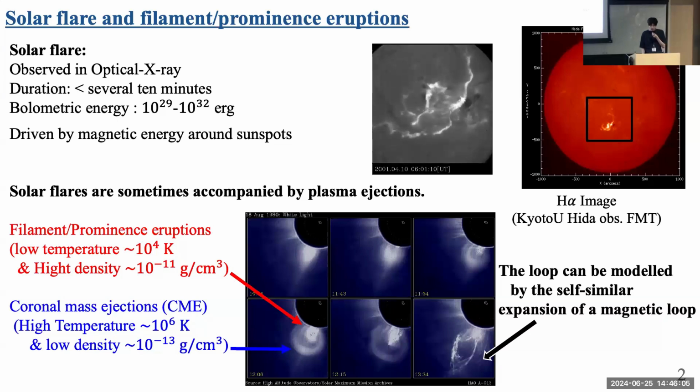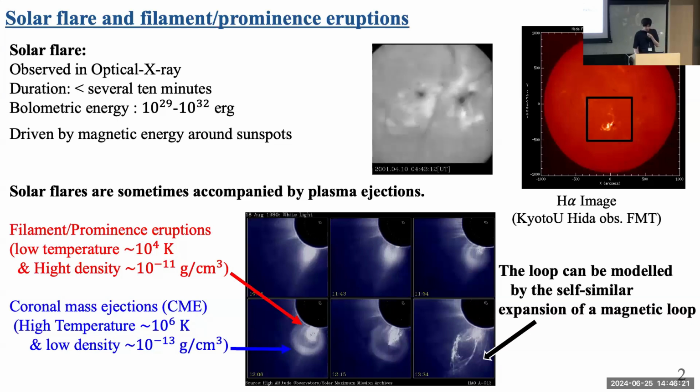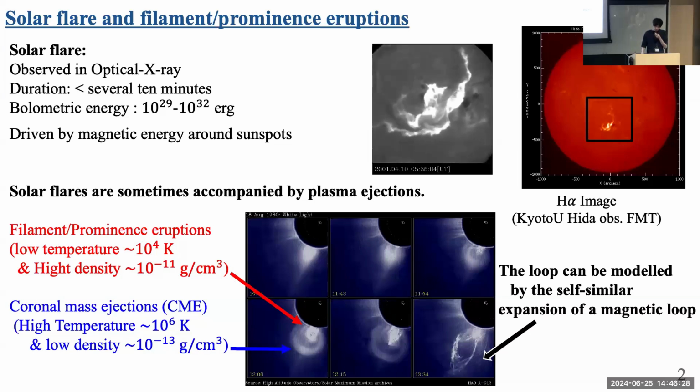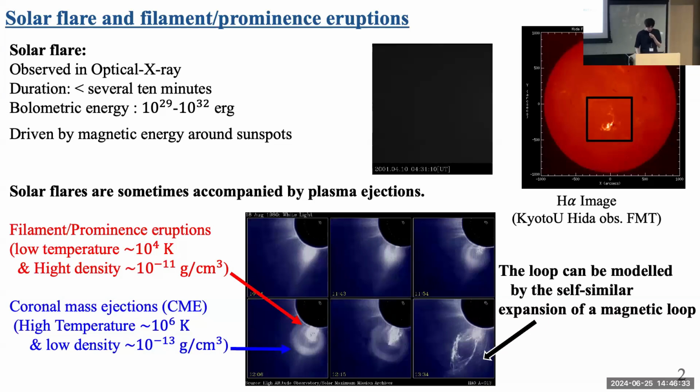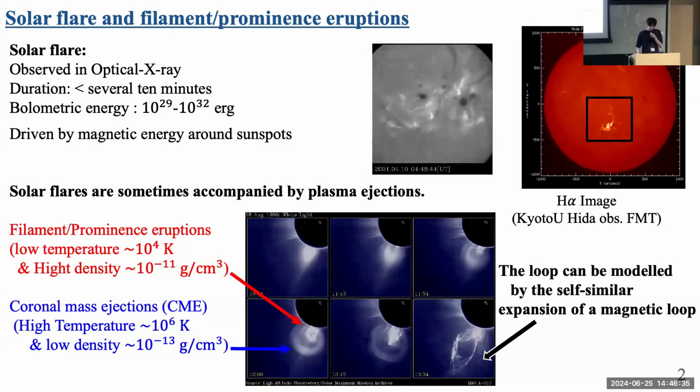and driven by magnetic energy around active regions. Solar flares are sometimes accompanied by plasma ejections such as filament and prominence eruptions and coronal mass ejections. Filament and prominence eruptions are cold and dense plasma, and CMEs are hot and rarefied plasma. Their typical temperatures are 10,000 and a million Kelvin, respectively.